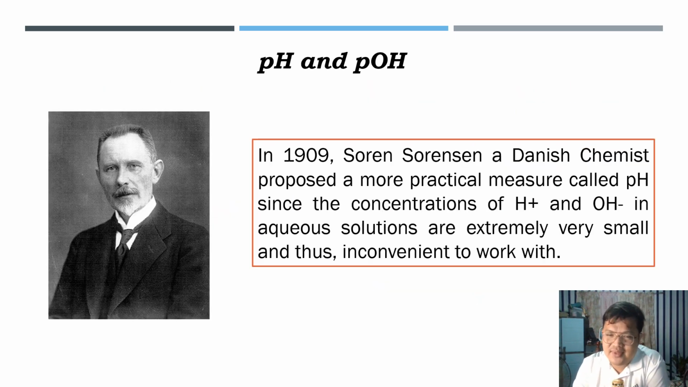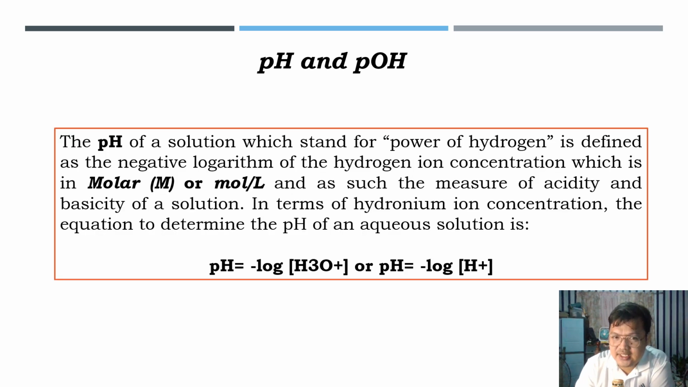Okay, so let's have this one. pH and POH. In 1909, Søren Sørensen, a Danish chemist, proposed a more practical measure called pH, since the concentrations of H plus and OH negative in aqueous solutions are extremely small and thus inconvenient to work with. What you can see here in the slide, the picture of a man, is Søren Sørensen.